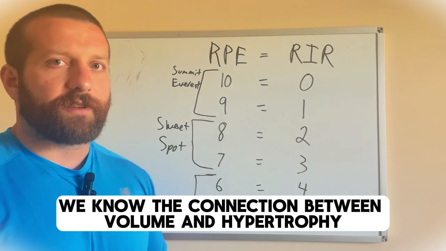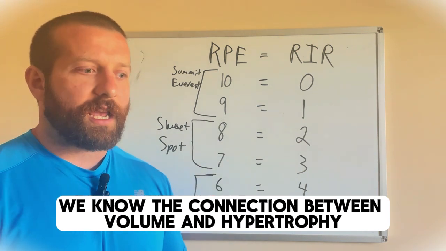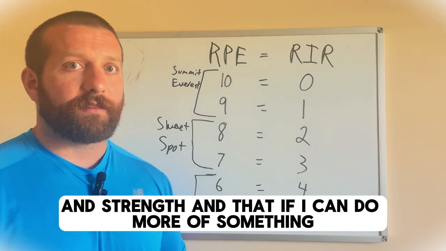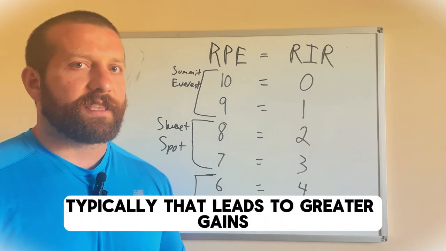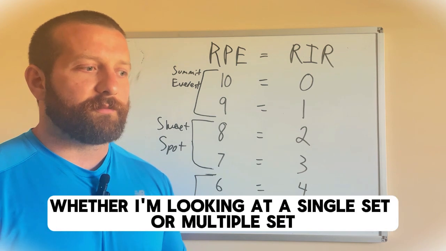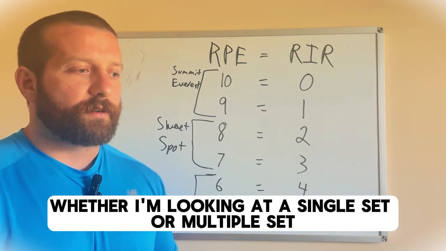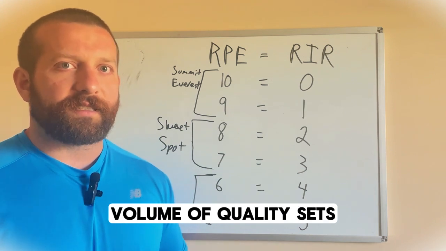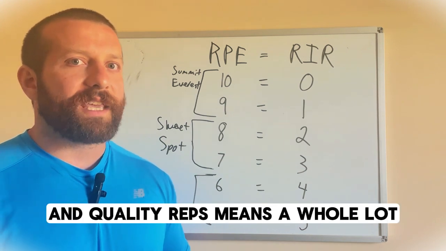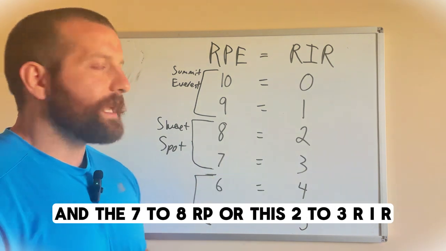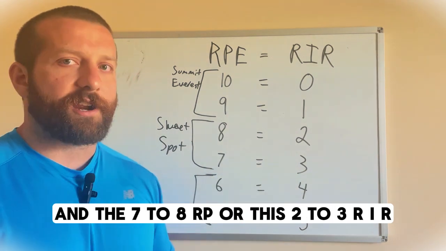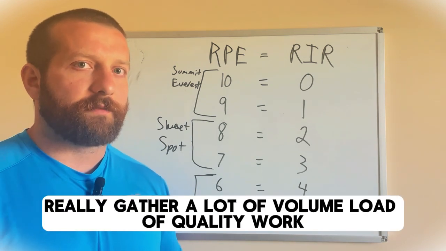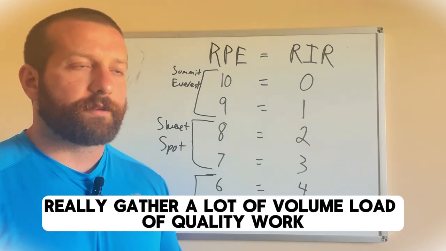So we know the connection between volume and hypertrophy and strength, and that if I can do more of something at a certain intensity, typically that leads to greater gains, whether I'm looking at a single set or multiple sets or over a career, right? Volume of quality sets and quality reps means a whole lot. And the 7 to 8 RPE or this 2 to 3 RIR is where I can really gather a lot of volume load of quality work.